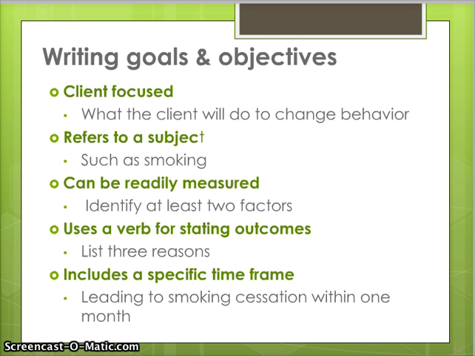Use a verb for stating the outcomes. List is one good verb. So you have that measurement part with 2, 3 reasons, but then identifying, listing, those verbs need to be very clear. And then, of course, put in a specific time frame, within a month, by the end of the presentation, whatever. But you need to be sure to keep a time frame in there so that you know when to go back and evaluate.